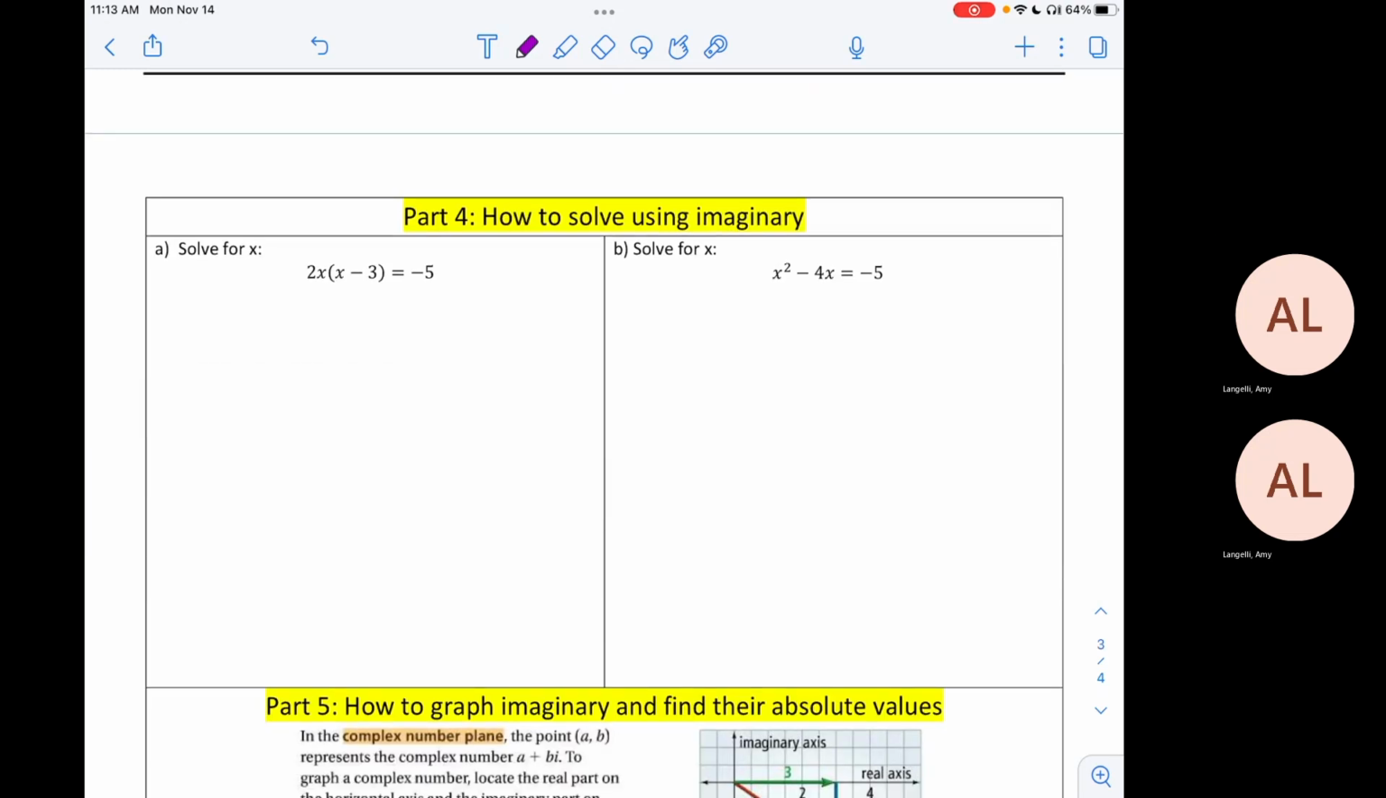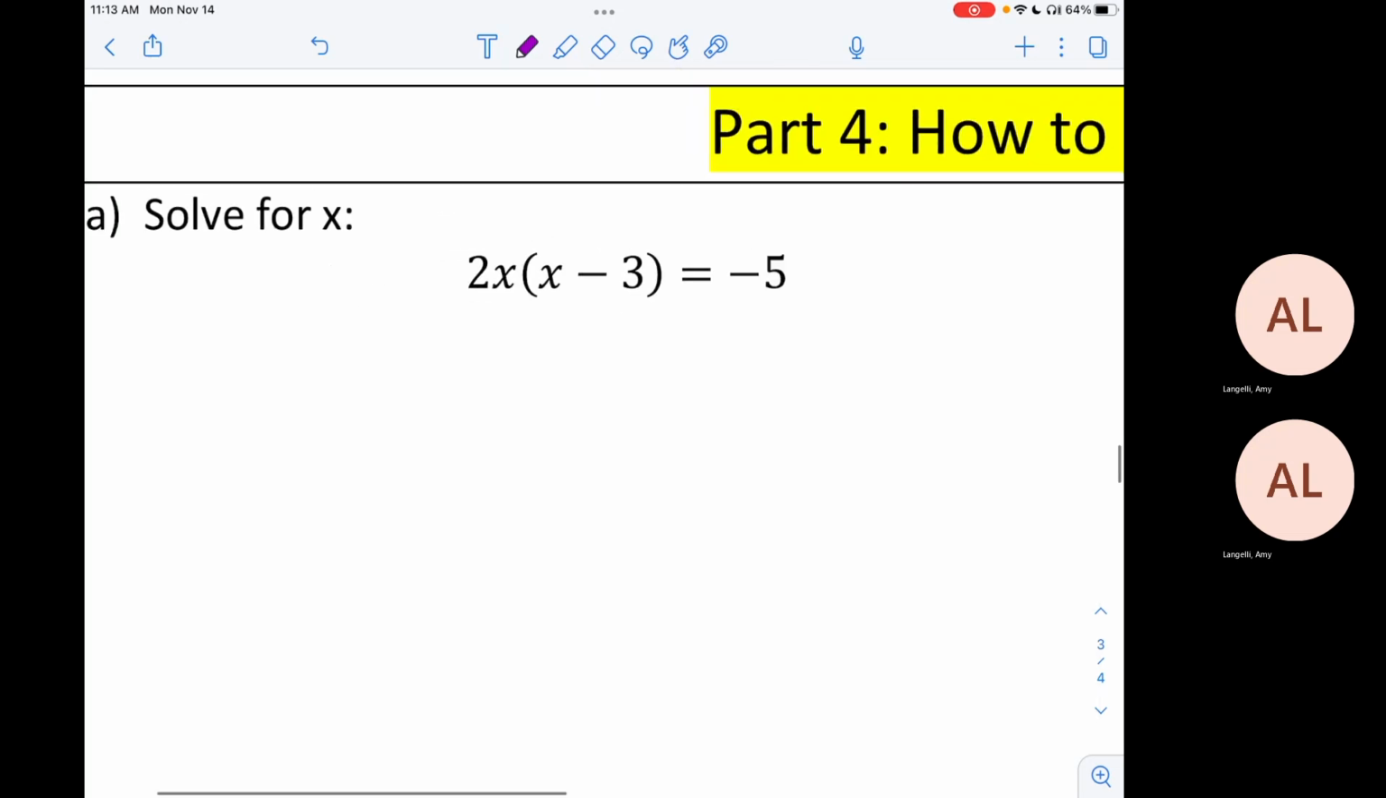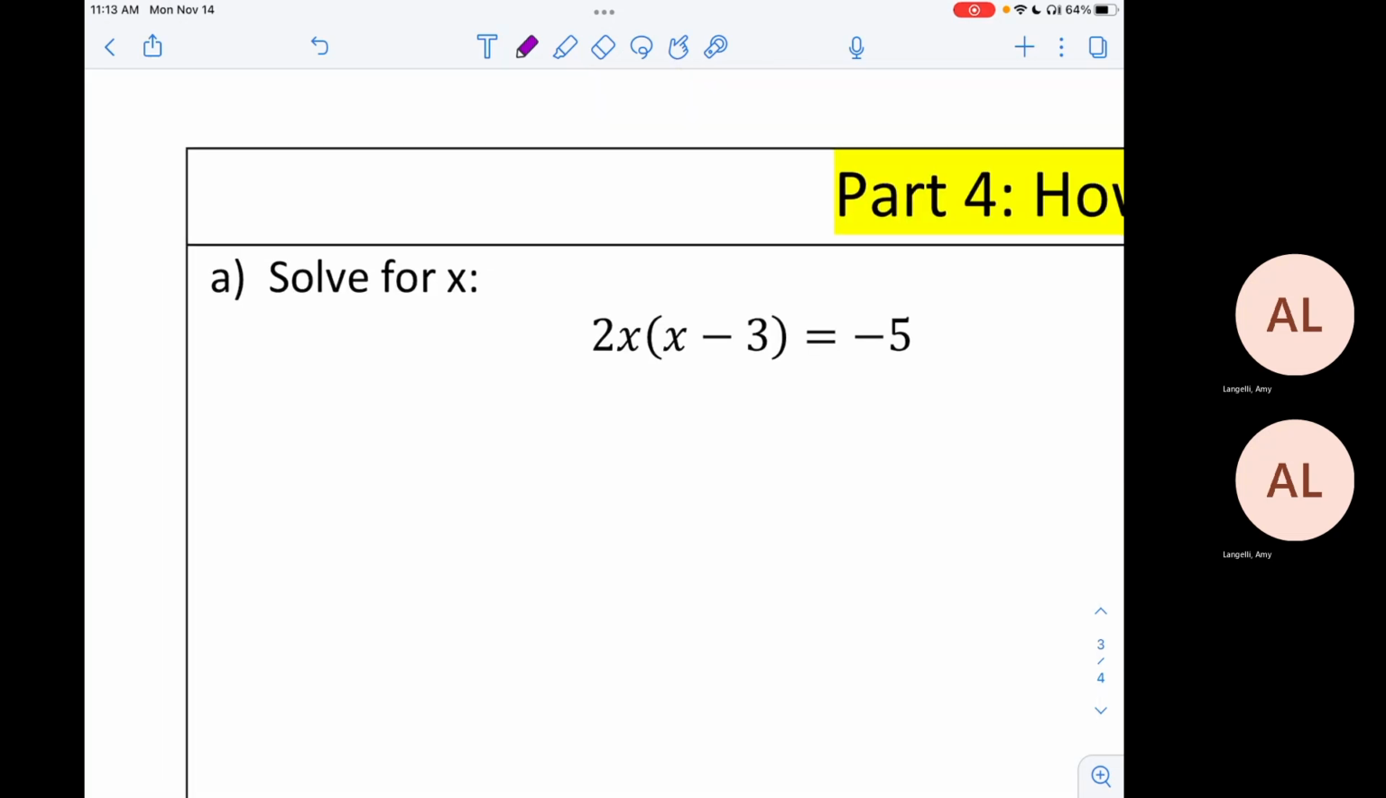Part 4. How do you solve using imaginary numbers? Well, when we solve for x, did anybody remember what was our favorite method for solving for x in this chapter? We had, yes, set it equal to 0. Now, and then we could pick, did you want to factor it? Did you want to complete the square? Or do you want to use the quadratic formula? What way worked all the time? And I think that would just be the best way. But like you said, yeah, you got to get it equal to 0.